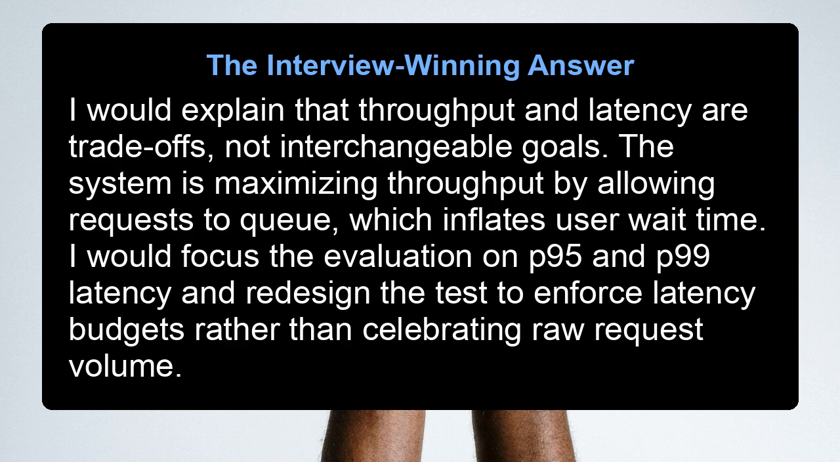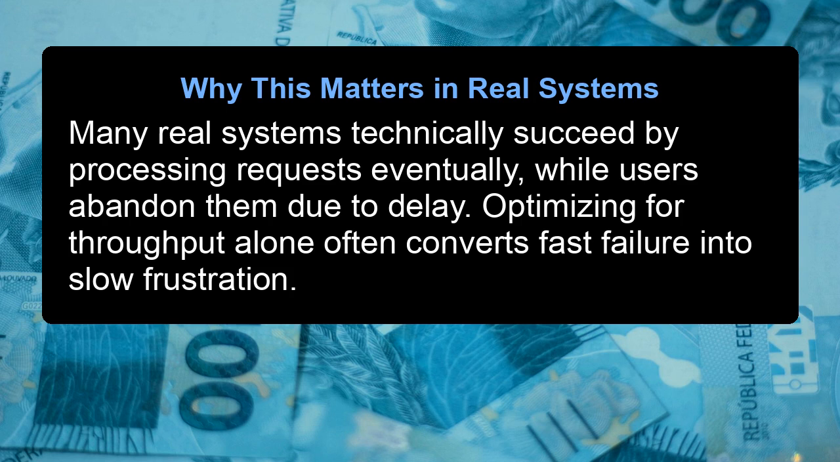The interview-winning answer. I would explain that throughput and latency are trade-offs, not interchangeable goals. The system is maximizing throughput by allowing requests to queue, which inflates user wait time. I would focus the evaluation on P95 and P99 latency, and redesign the test to enforce latency budgets rather than celebrating raw request volume. Why this matters in real systems. Many real systems technically succeed by processing requests eventually, while users abandon them due to delay. Optimizing for throughput alone often converts fast failure into slow frustration.